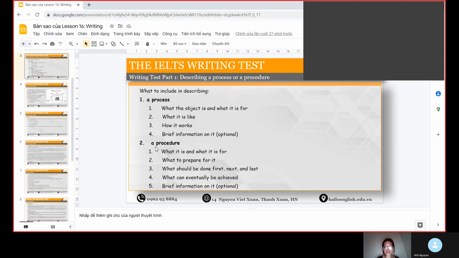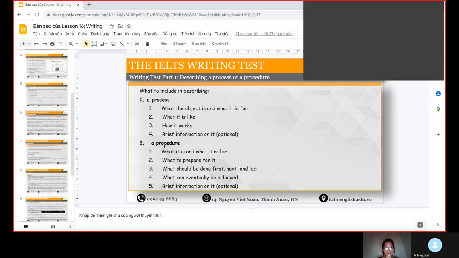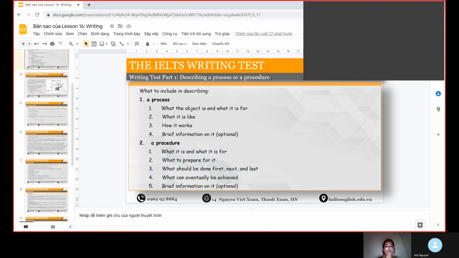And for describing a procedure, there will be 5 questions. The first question, what it is and what it is for, what to prepare for it, what should be done first, next, and last, what can eventually be achieved, and brief information on it. This is optional. Okay, so no matter what type of process or procedure you have to describe, please follow these questions to get the right structure for your writing text.